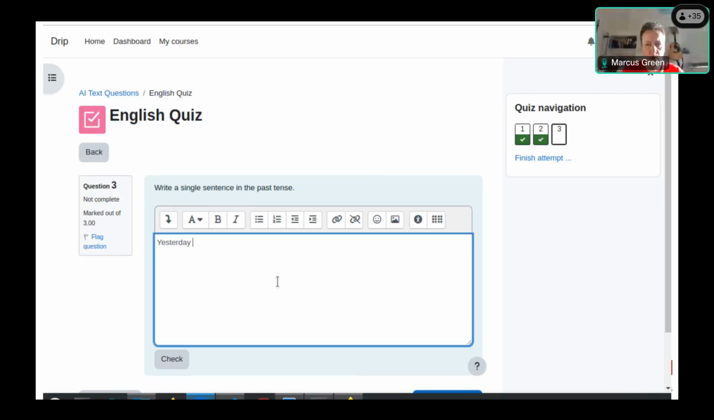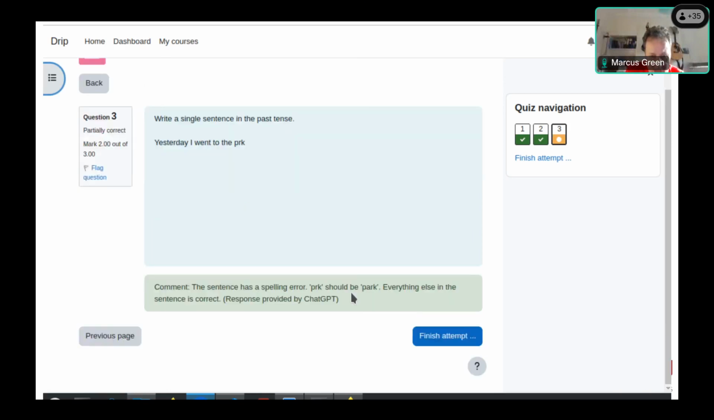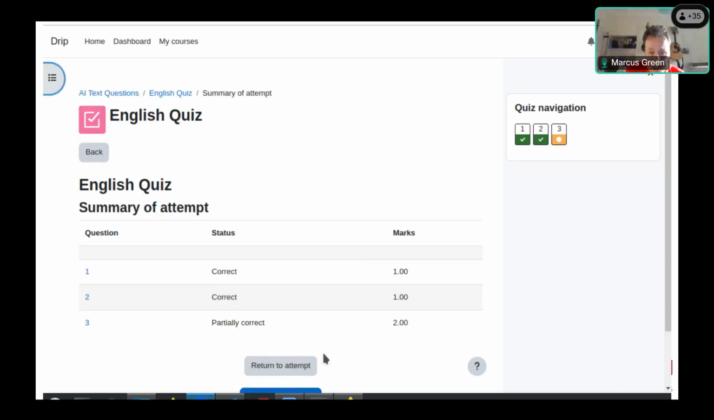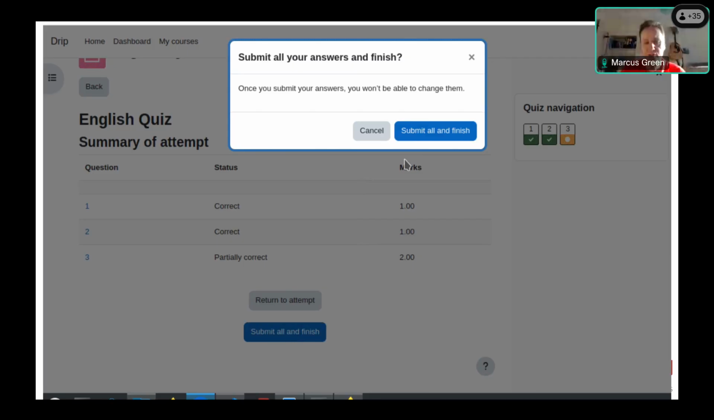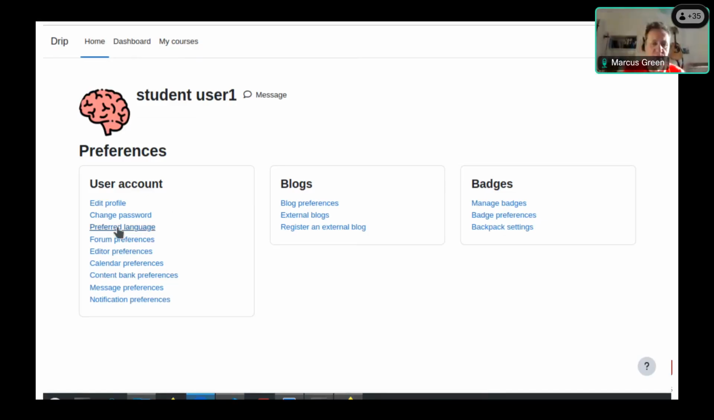And then, this is another example. Say, "yesterday I went to the park." Notice I've misspelled park as PRK here, and bizarrely it says everything else in the sentence is, oh, that's interesting. Oh, the sentence has a spelling error. So there's a version of this where it actually guesses that it really should be park rather than PRK, which sometimes it seems like it's brilliant, and sometimes not so brilliant. It's almost like I'm not paying attention.